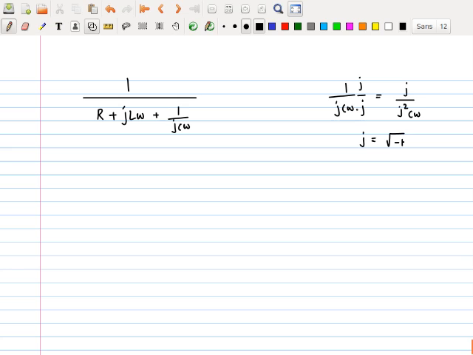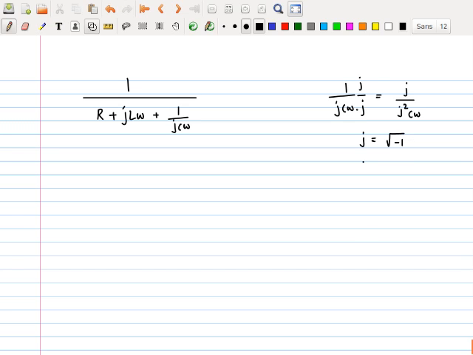Now I want to go back a little bit to the question earlier. There was a question, JL omega plus 1 over JC omega. Now if I take 1 over JC omega, I want to make sure that the J part goes up. So how do I do that? I will multiply this by J on the top and the bottom. So you got J on top and J squared times C omega. And we also know that J is equal to root of minus 1.